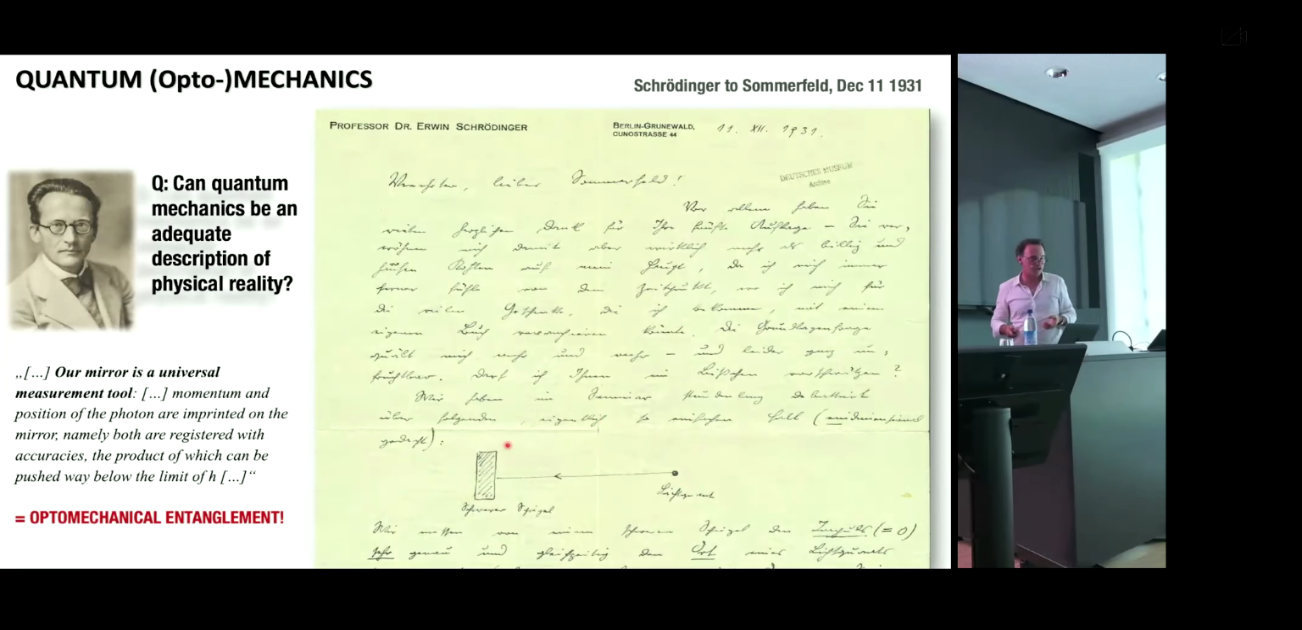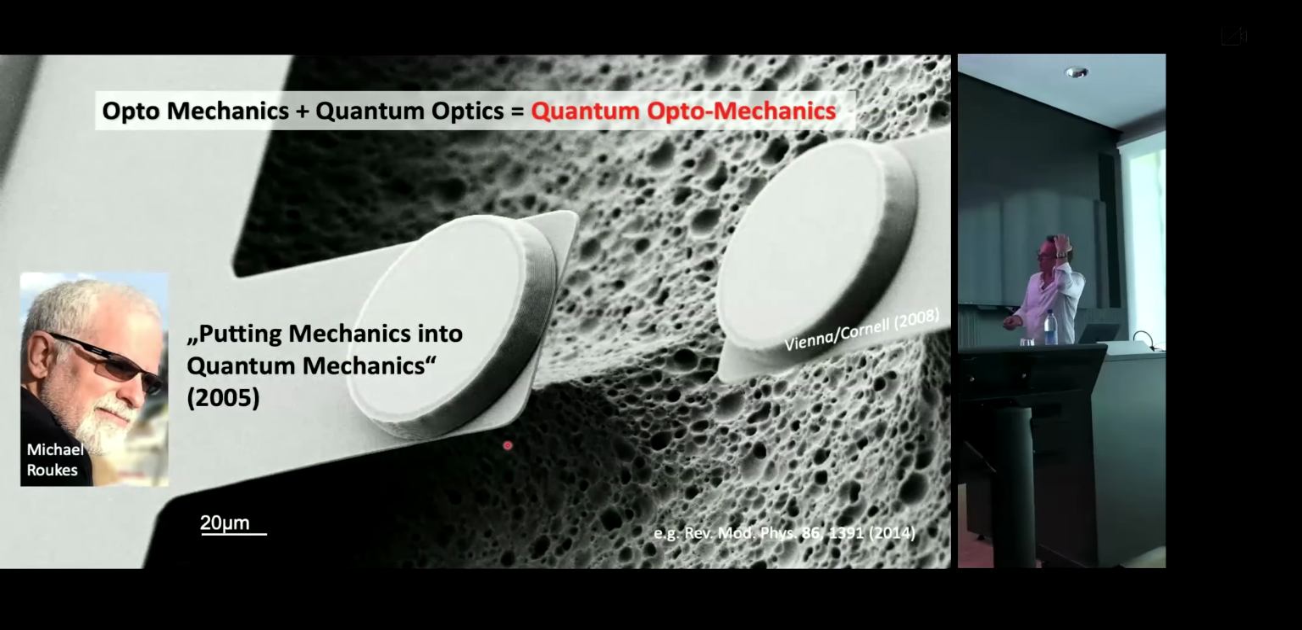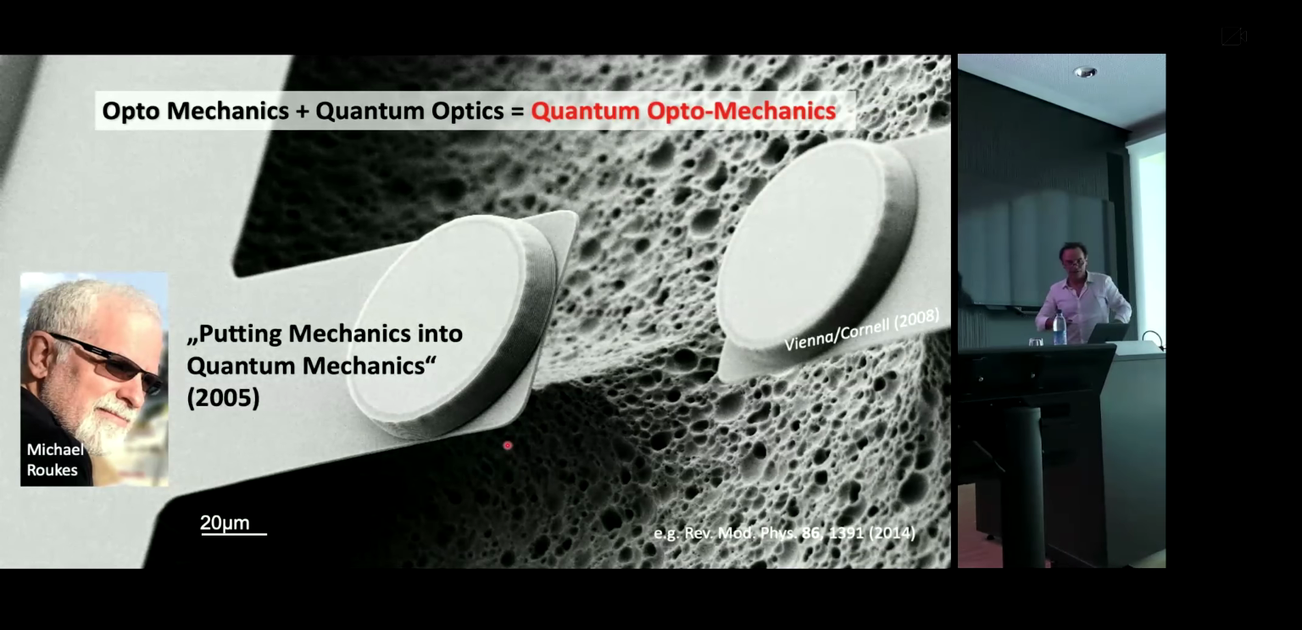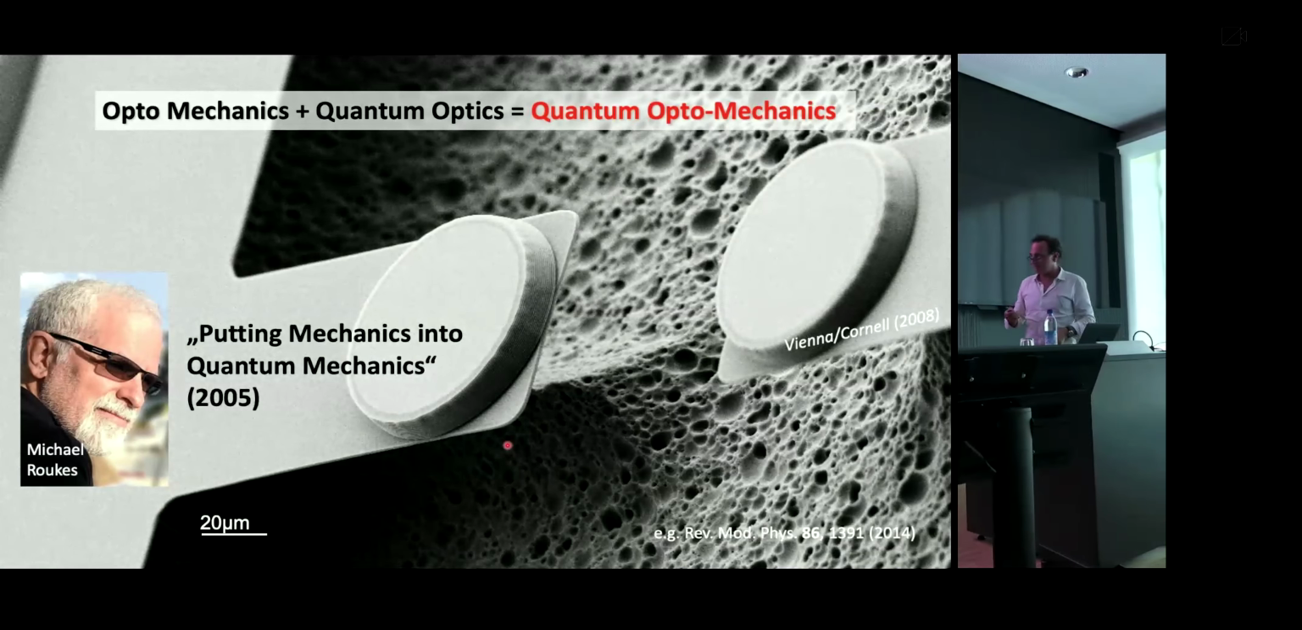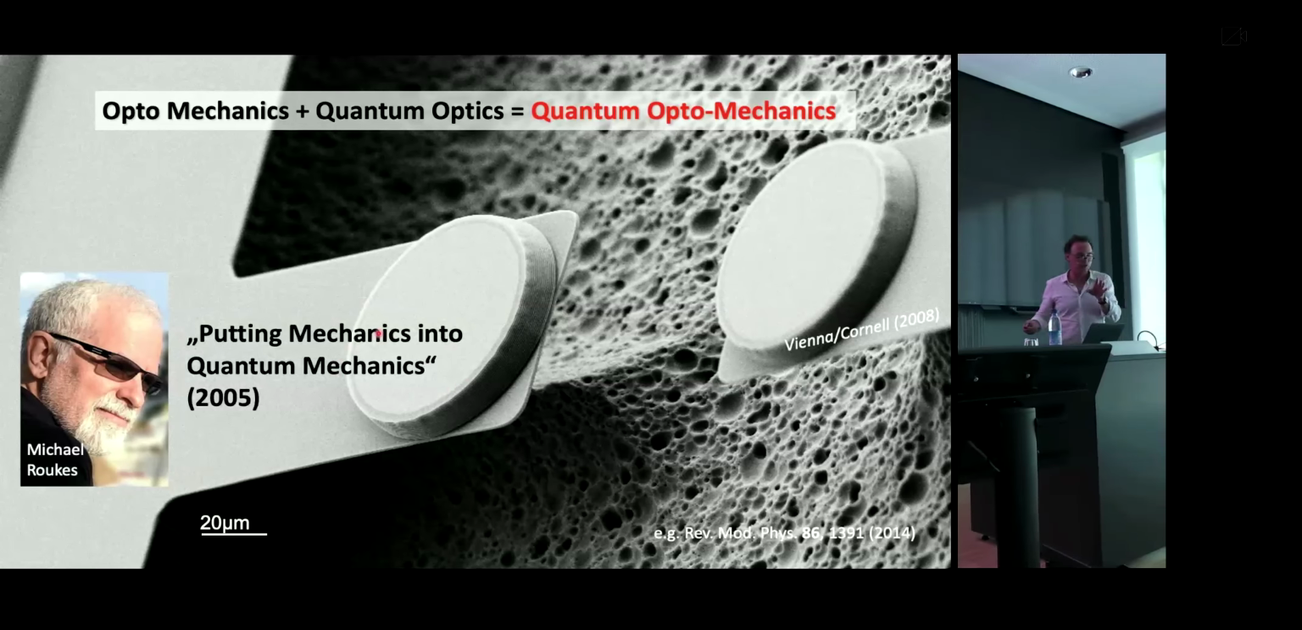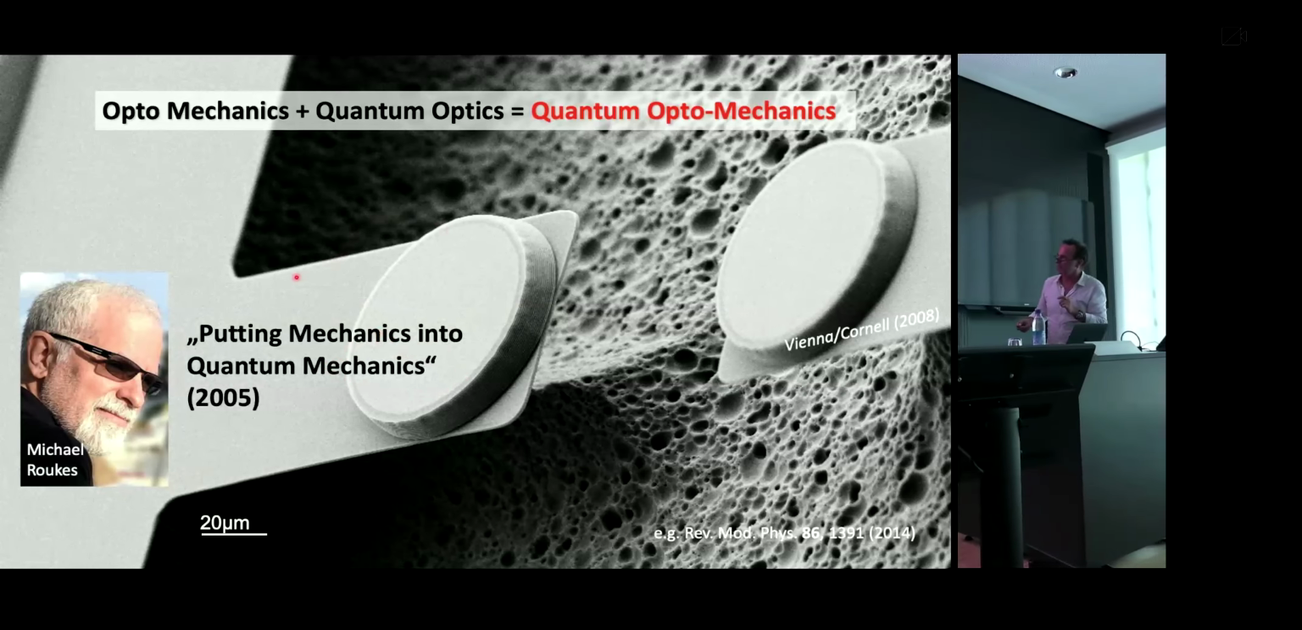Anyway, I think this is the early motivation for using quantum states of light to control quantum states of motion. And we had that already in the previous talk. This is something that then happened more than 20 years ago. I think Mike Roukes was one of the pioneers who really put out this mission: we want to put mechanics into quantum mechanics. And what you see here is one of our early attempts of a little diving board.